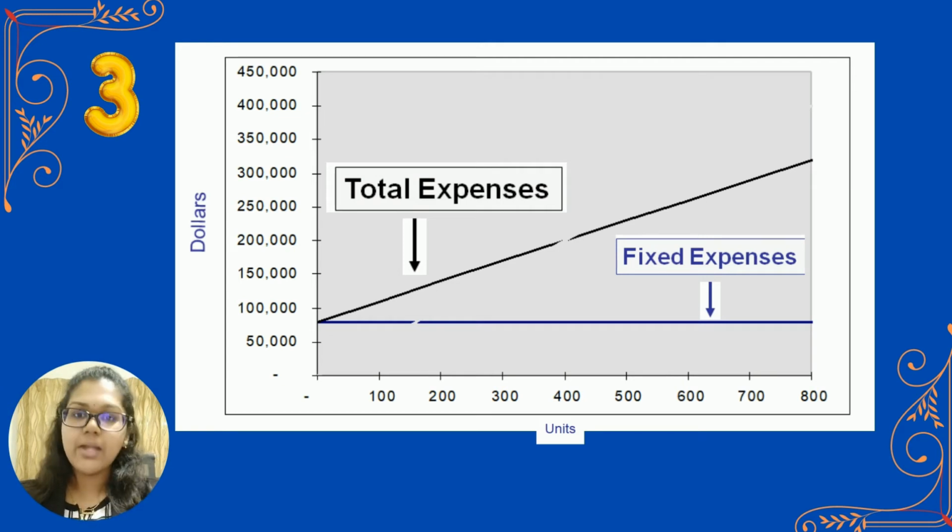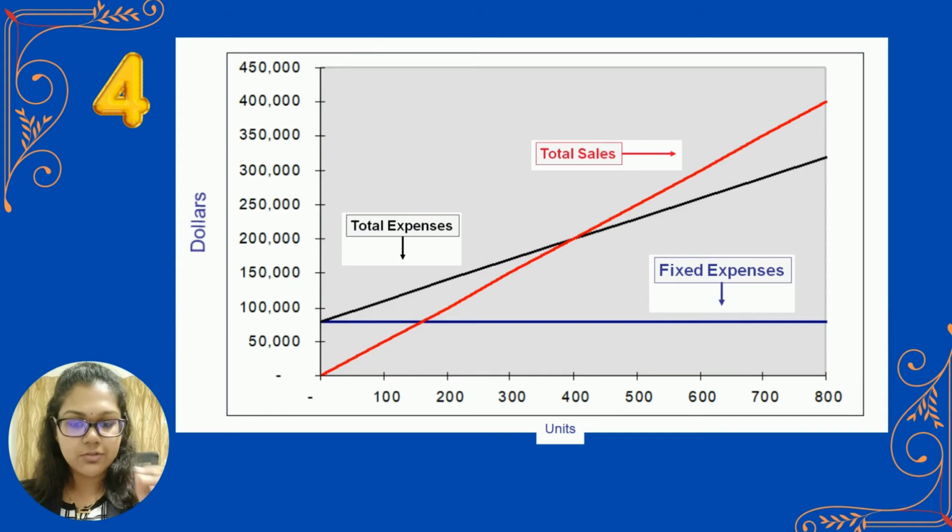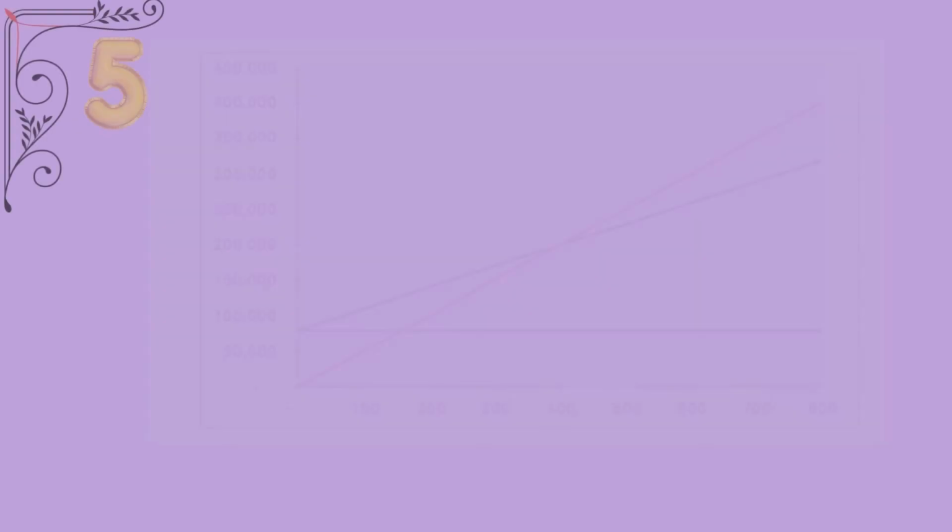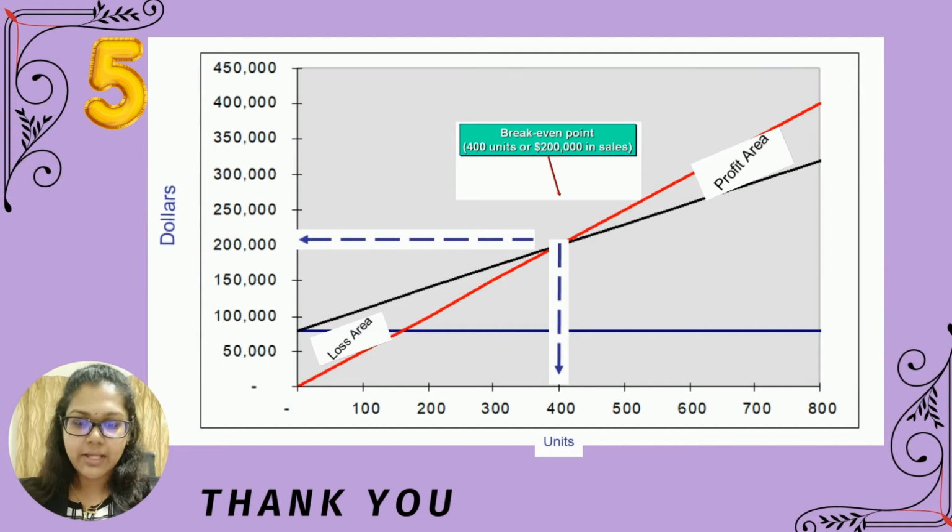This line is known as the total expenses line. Fourth step, we have to draw a straight line from the origin 0 passing through the total expenses line. This line will be named as total sales. Our final diagram, as shown in the slide, we can determine the answer we are looking for.